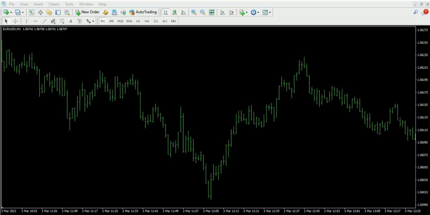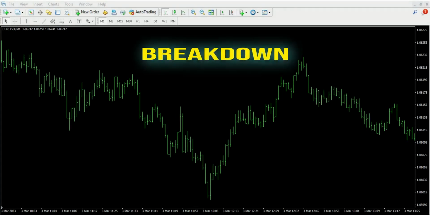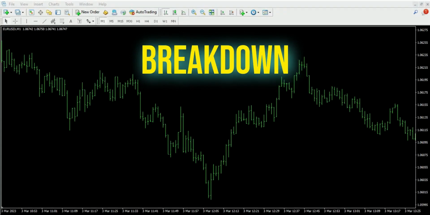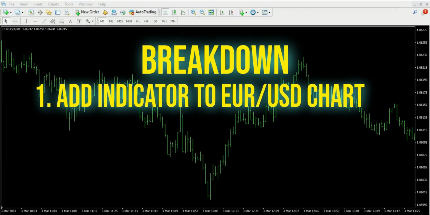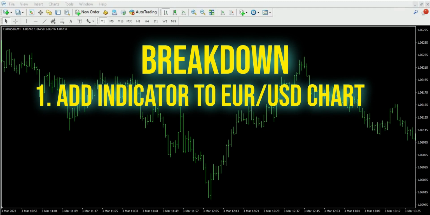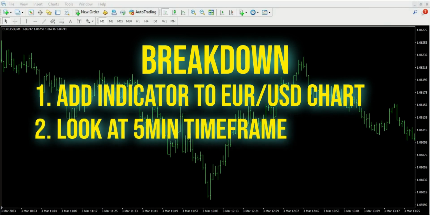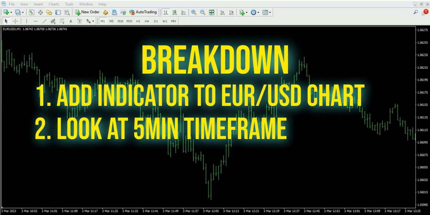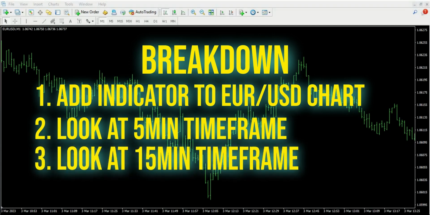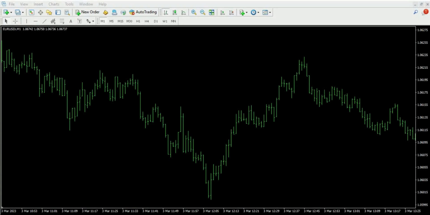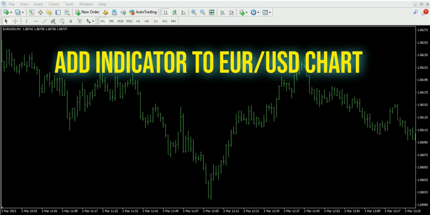So today we're going to take another look at our uGenesys volume indicator. That's our awesome indicator that lets you know when you have enough volume in the market so you get the most profits from your trades. So let me give you a quick breakdown of what we'll be doing today. First we're going to add the indicator to our Euro USD chart, and then we're going to take a look at the 5-minute time frame, and then finally a look at the 15-minute time frame for some scalping opportunities here. Alright guys, so let's add our indicator to our chart.